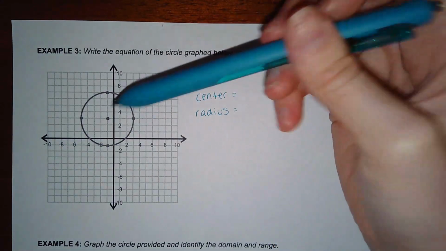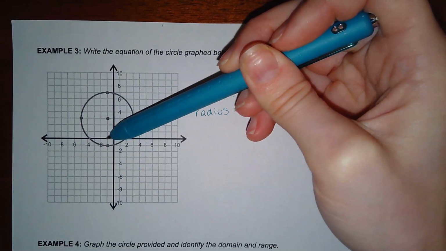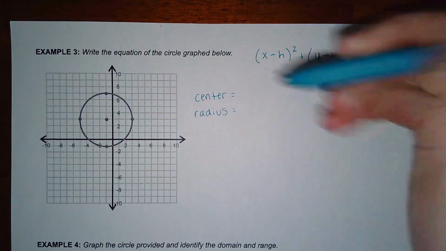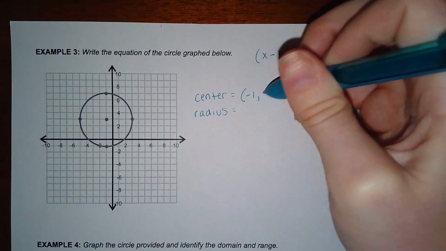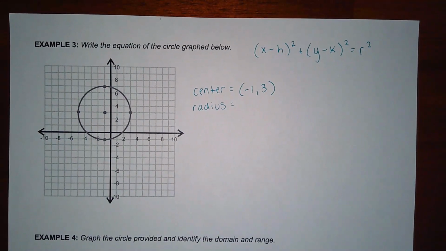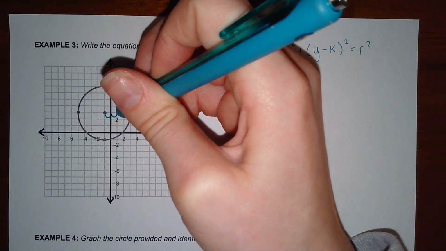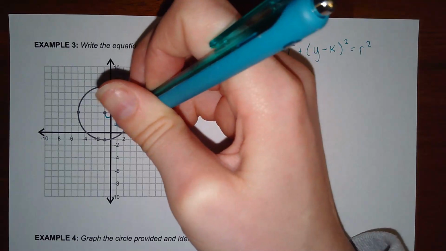The center is the point in the middle of the circle. So this is a coordinate. I can see this would be the point -1, 1, 2, 3. So this would be the point -1, 3. And for the radius, I can see this would be 1, 2, 3, 4 units.